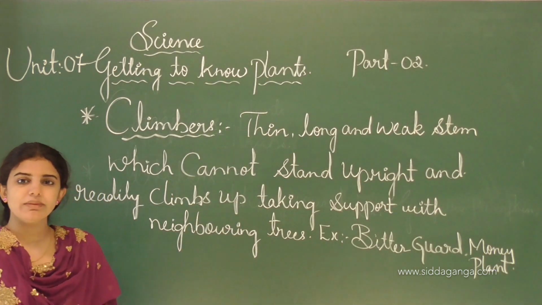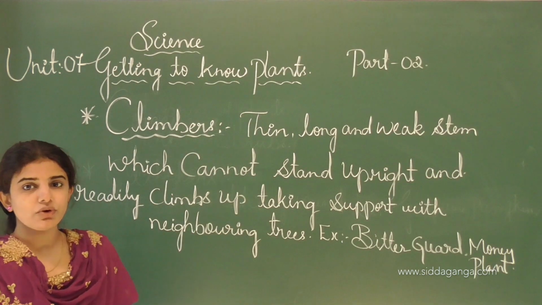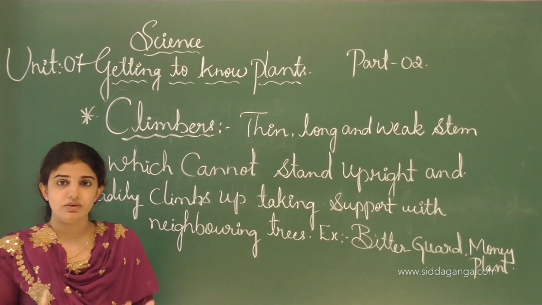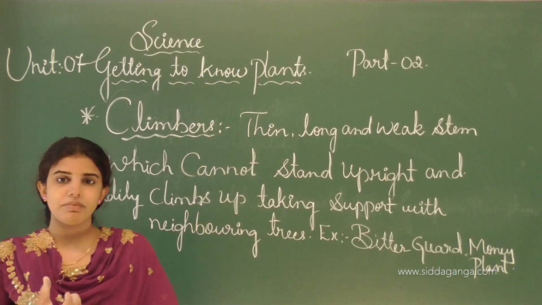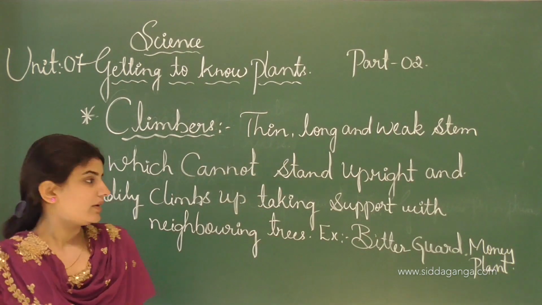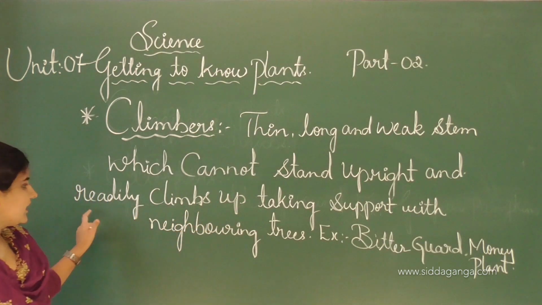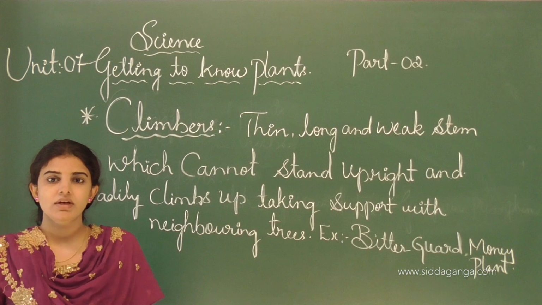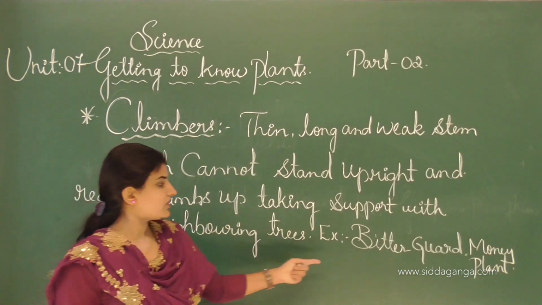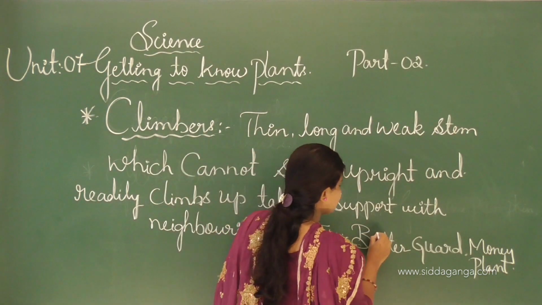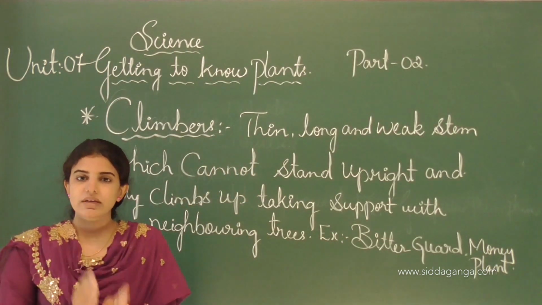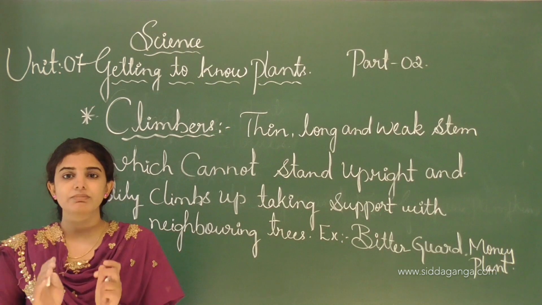And next one is the climbers. See, climbers also have a thin, long and weak stem, and they do not stand upright, and that is why they readily climb by taking the support of the neighboring plant or the tree. Examples for those climbers are bitter gourd as well as the money plant. See, this is how creepers can be differentiated from the climbers.